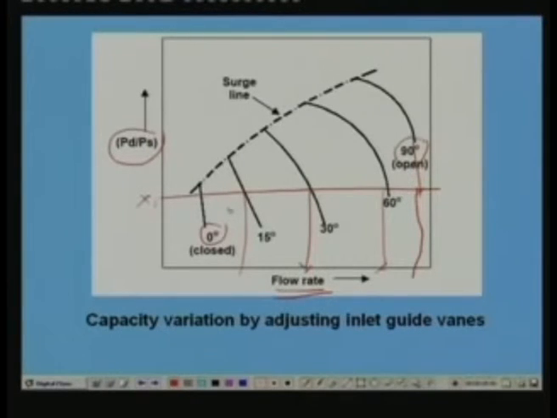And as I said, this is a very popular method of controlling the capacity, and here you can see that there is a surge line. I will explain what surging is in this class. Normally the performance is not shown beyond the surge line.